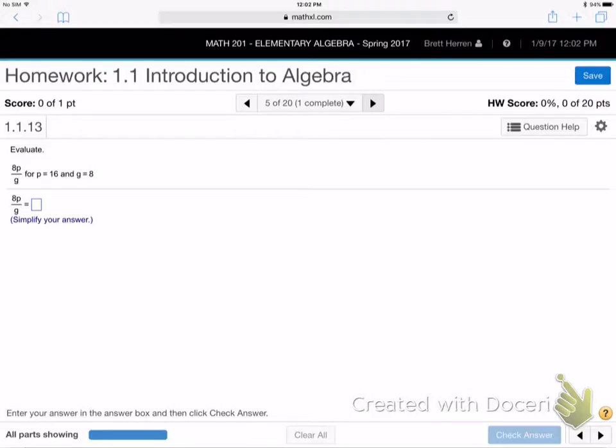Let's go to the screenshot there. All right. So there's the question. Can you all see that? Okay. So there's our question, 8P over G. That's not very big. Let me write it right here a little bigger. Okay, and they're telling me P is 16, G is 8. So we just plug them in, right?